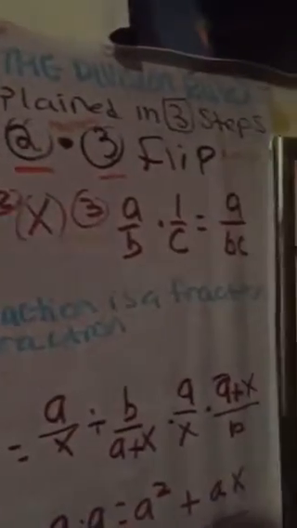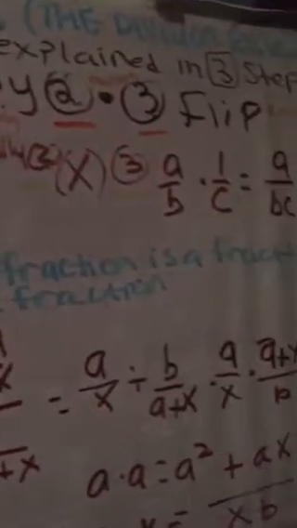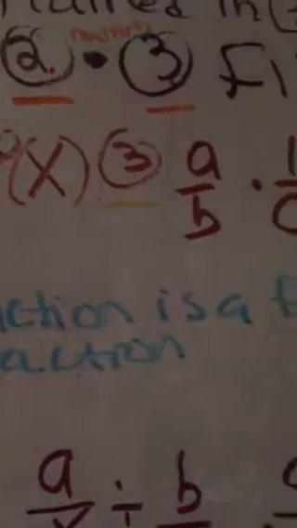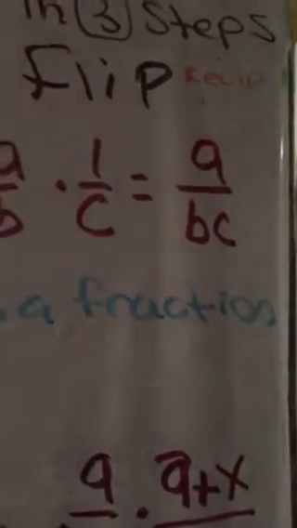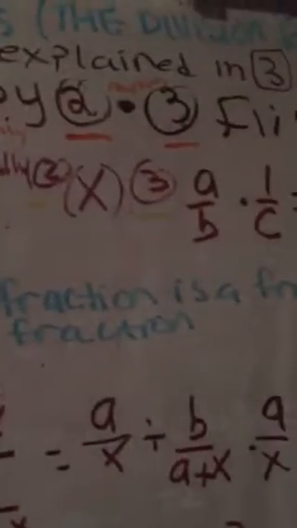Okay, lesson 55, complex fractions, the division rule. The division rule can be explained in 3 steps. In the first step, horizontally copying the vertical problem to a horizontal problem, then multiplying that, and then flipping the reciprocal. So it's copy, multiply, and flip.